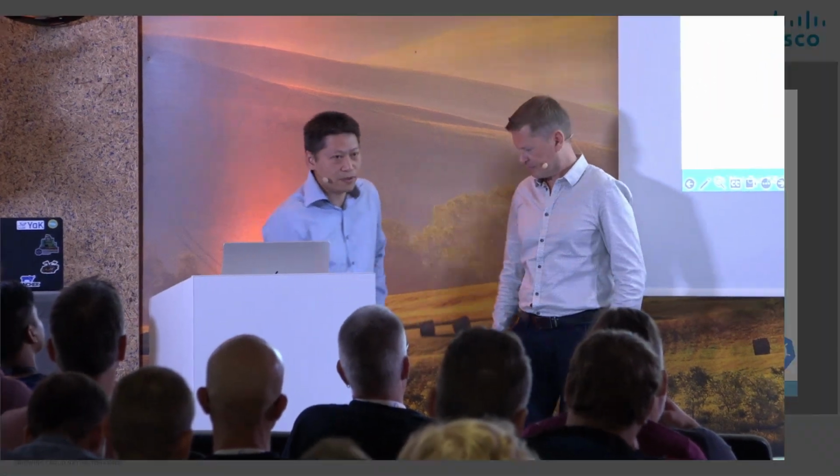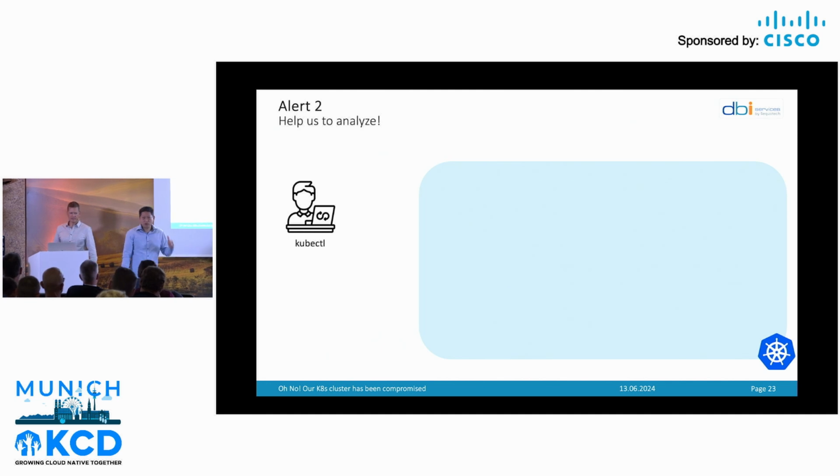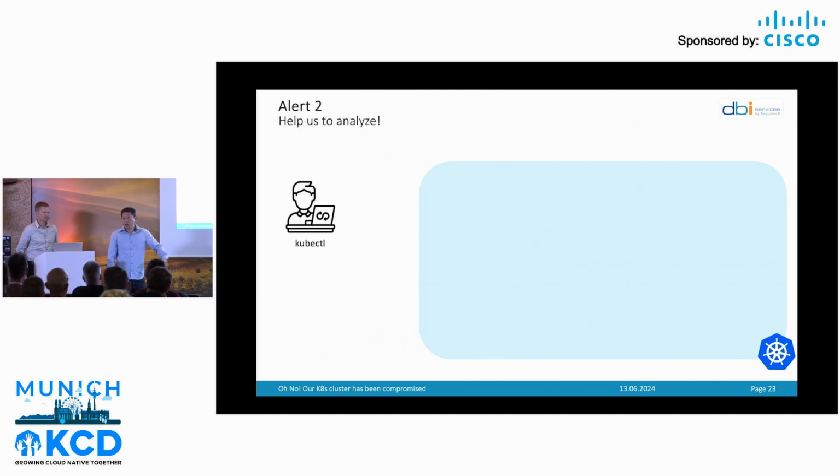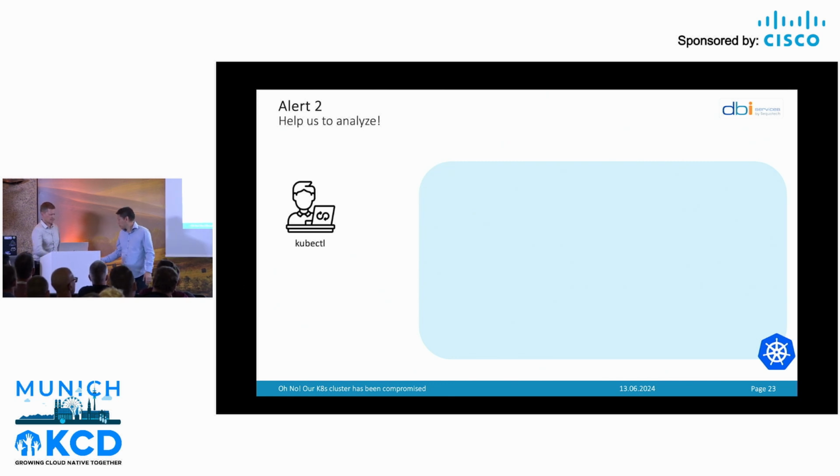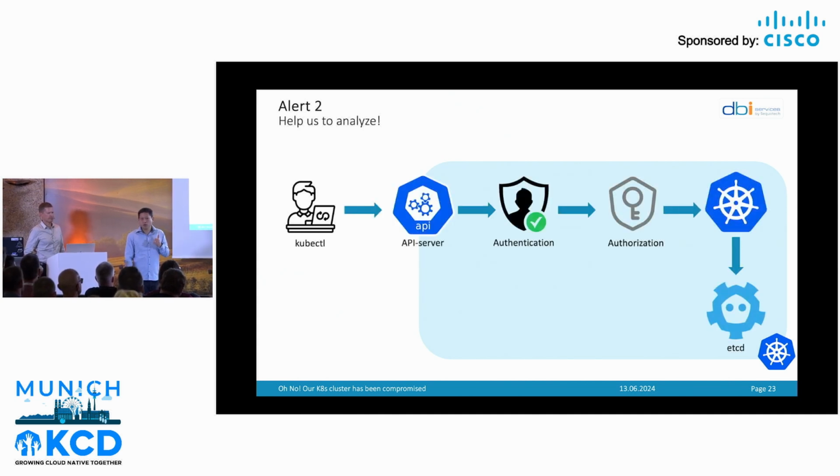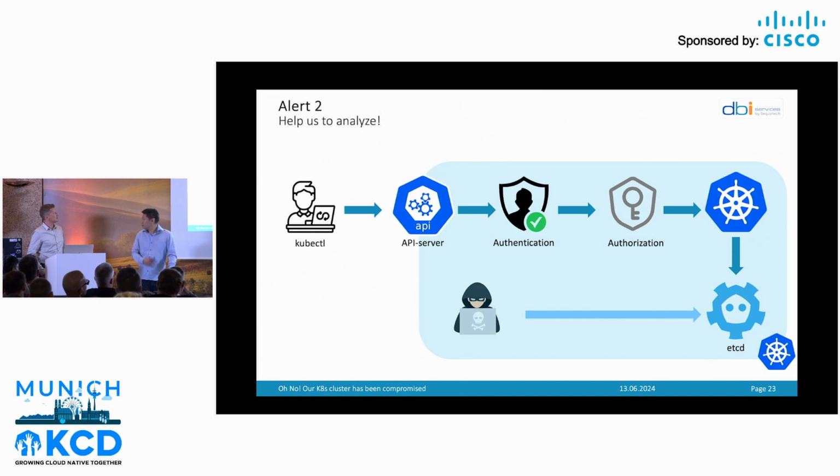Let's take this example. As an administrator of Kubernetes, you have the kubectl command that allows you to communicate with the cluster. So this is the classic way to communicate with the etcd. You have the API server, then authentication, then authorization, and all the controllers will do the stuff and write in the etcd. And what happened here? We have a magician. He writes directly in the etcd.